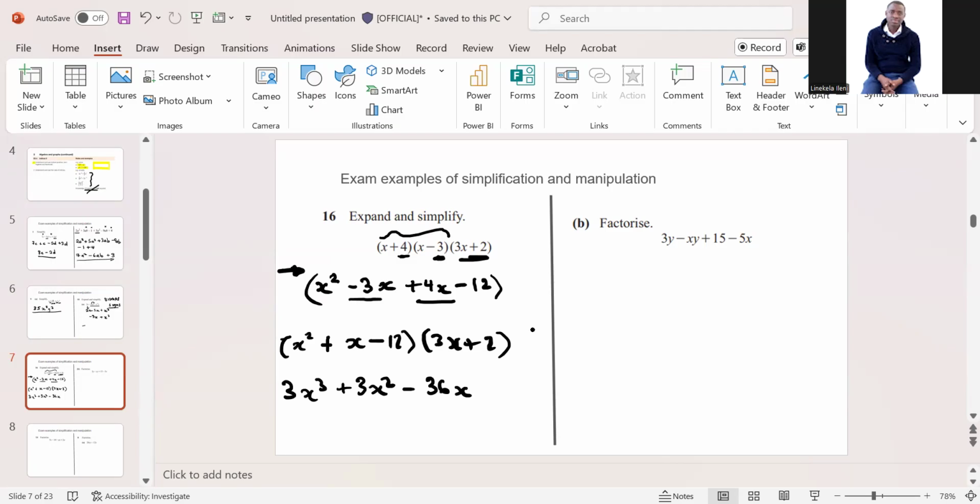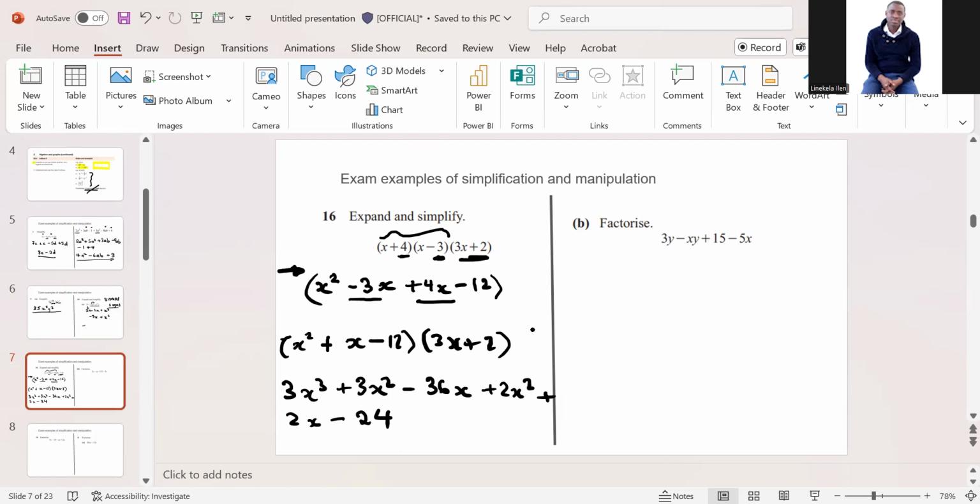Then I move on to the next one. 2 times that will give me plus 2x squared. And then 2 times x will basically give me again 2x. Then 2 times negative 12 will give me negative 24. Right, if I made any mistake, you can obviously correct if you have more time to do that.